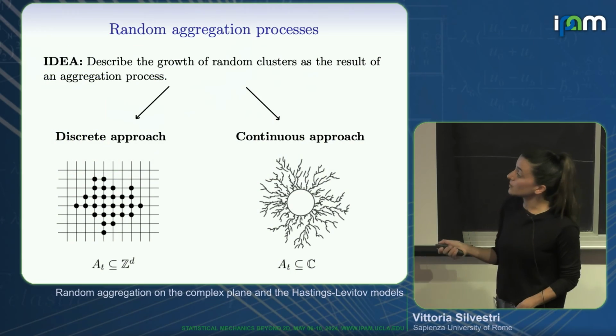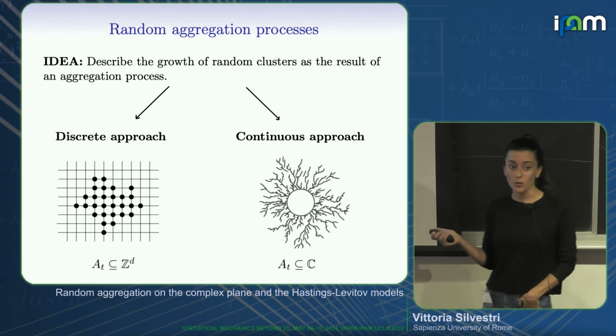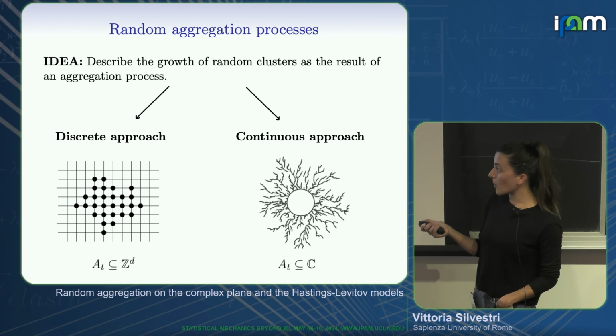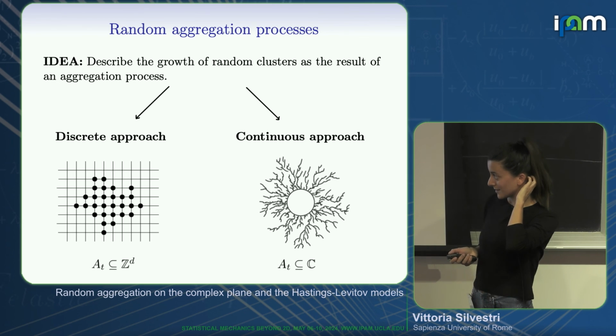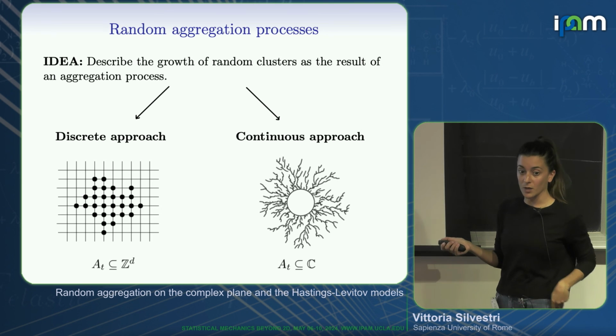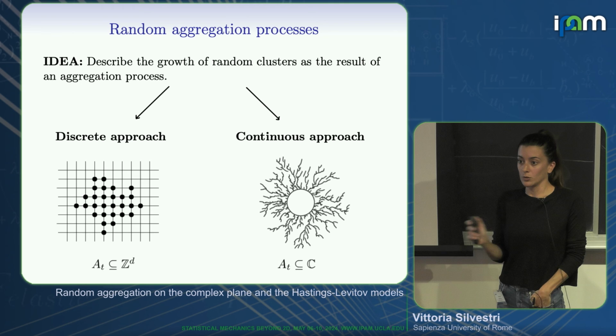So this is all I wanted to say about the discrete approach. And now let me switch to a continuous approach in which I want to define random aggregation models on the complex plane. The definition is a bit more technical, but there will be more advantages to working with the complex plane. One is that we avoid discretization altogether.